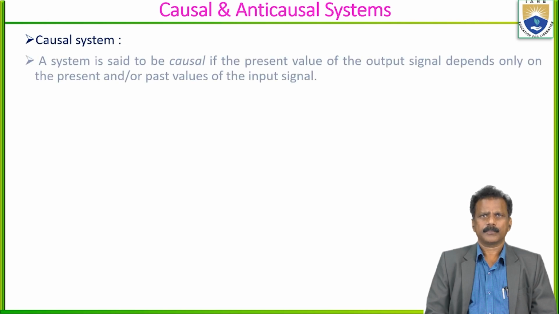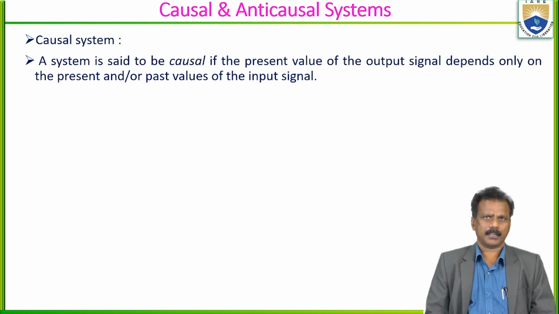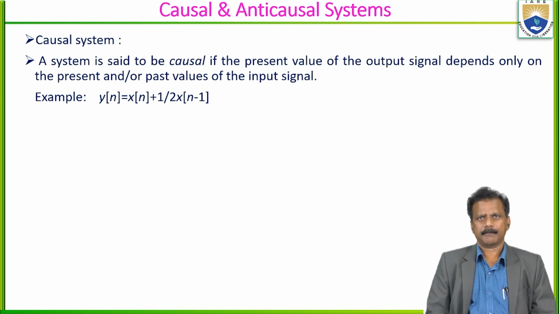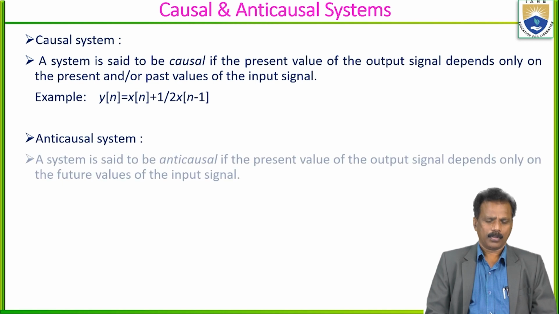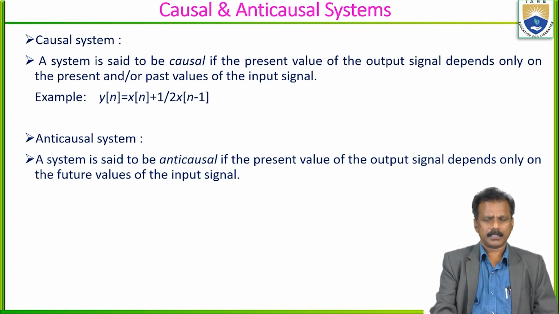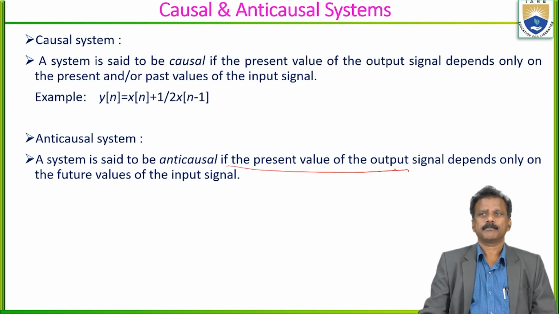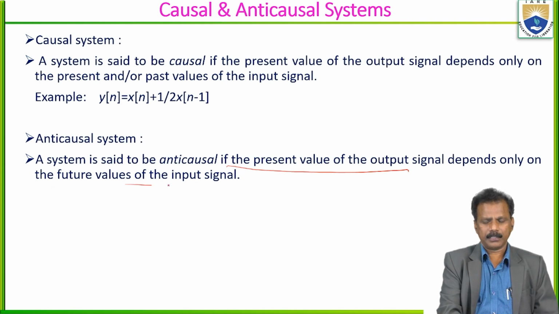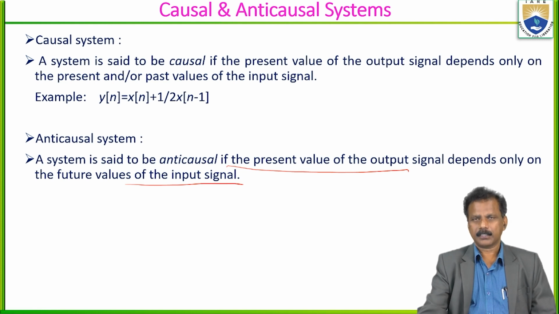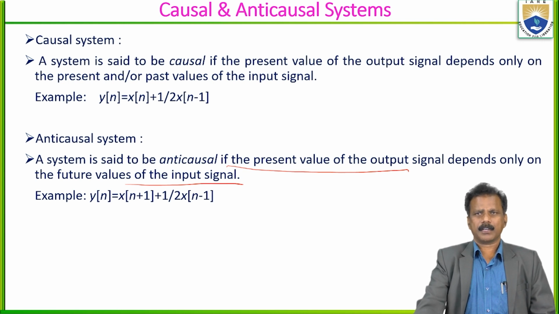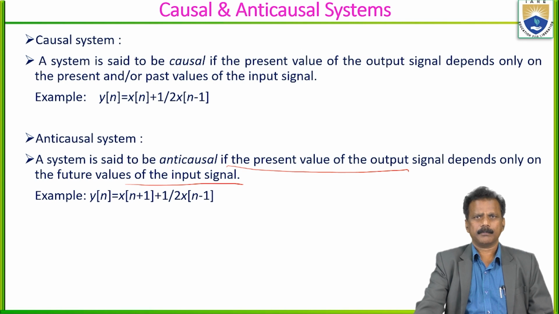A system is said to be causal if the present value of the output signal depends only on the present and/or past values of the input signal. The best example is y of n, because we are talking about the DTS: y of n is equal to x of n plus 1 by 2 x of n minus 1. Next, the anticausal system. Here, the system is said to be anticausal if the present value of the output signal depends only on the future values of the input signal. The best example, in mathematical notation: y of n is equal to x of n plus 1 plus 1 by 2 x of n minus 1.